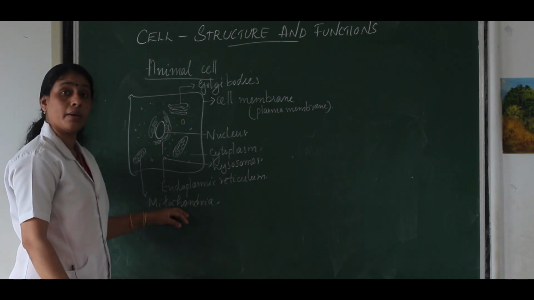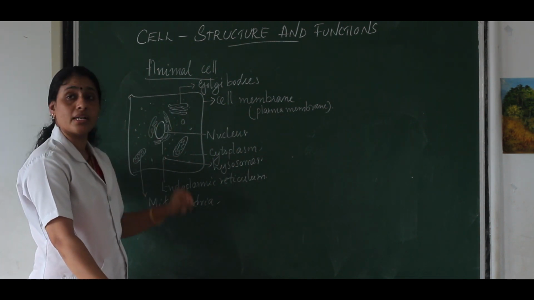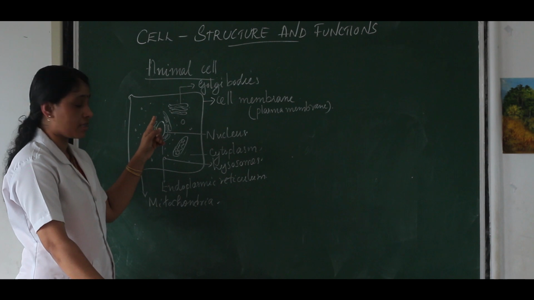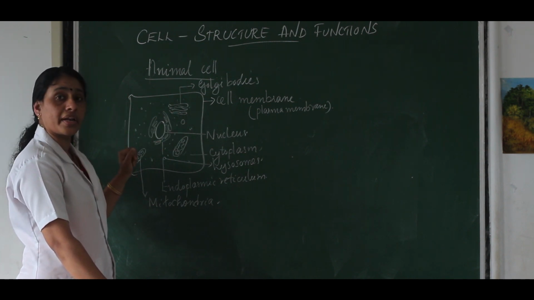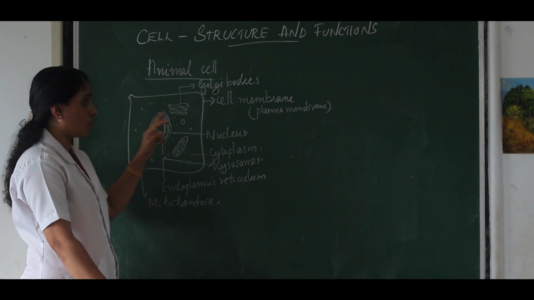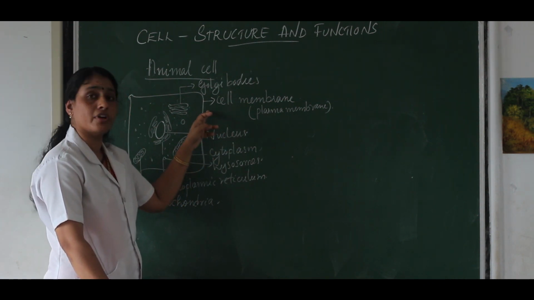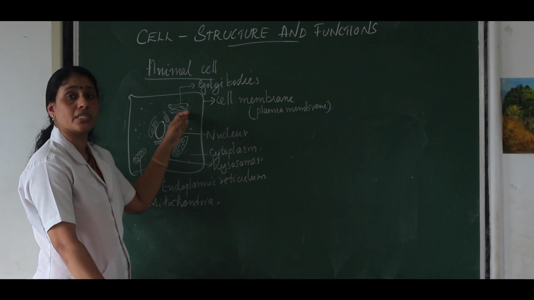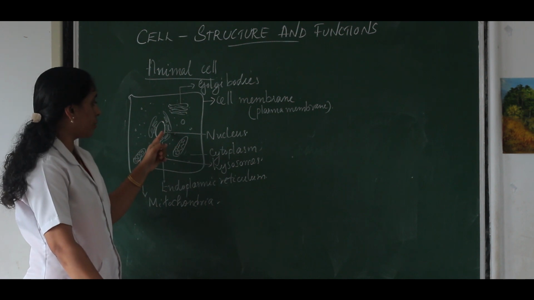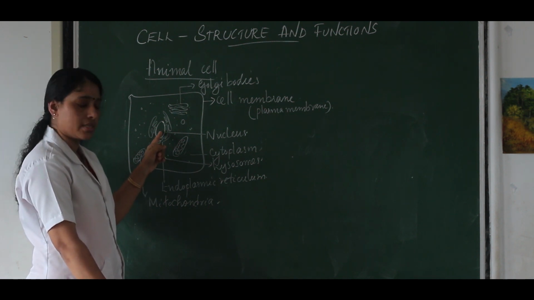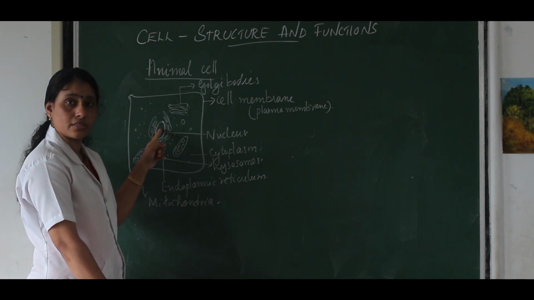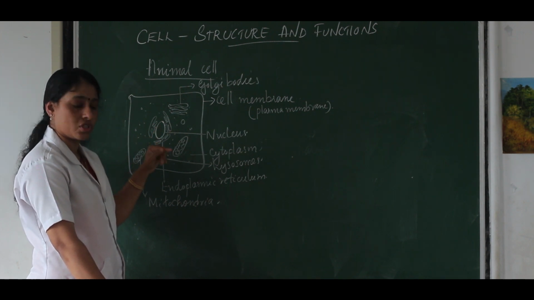Okay. These are the main parts of an animal cell. Once more we can discuss the outermost covering of any cell. It is known as cell membrane or plasma membrane, and its main function is to transport material in and out of the cell. And the second important part is called nucleus. It contains genetic material and it helps to inherit characteristics from parents to offspring.